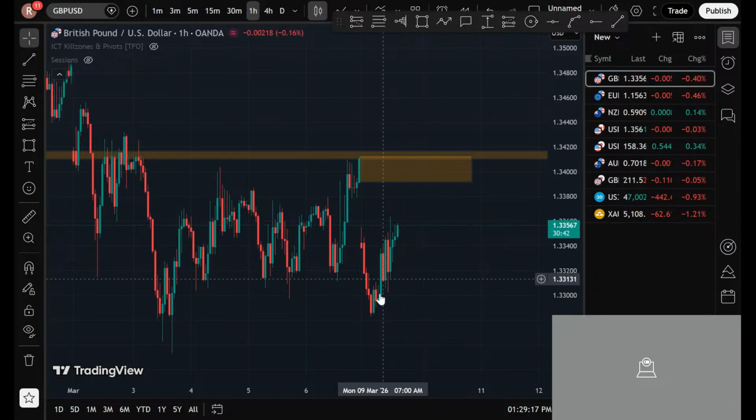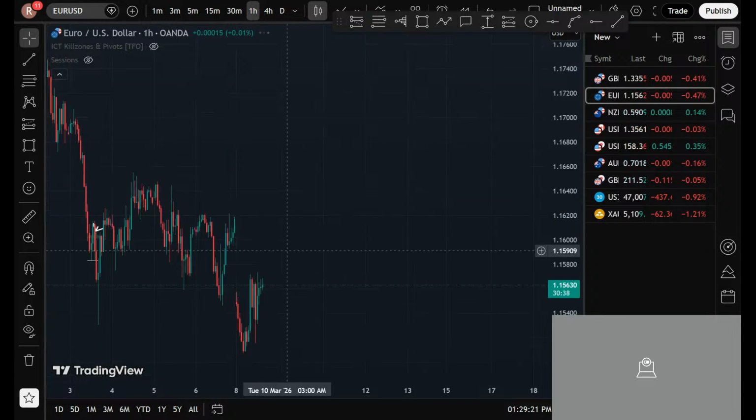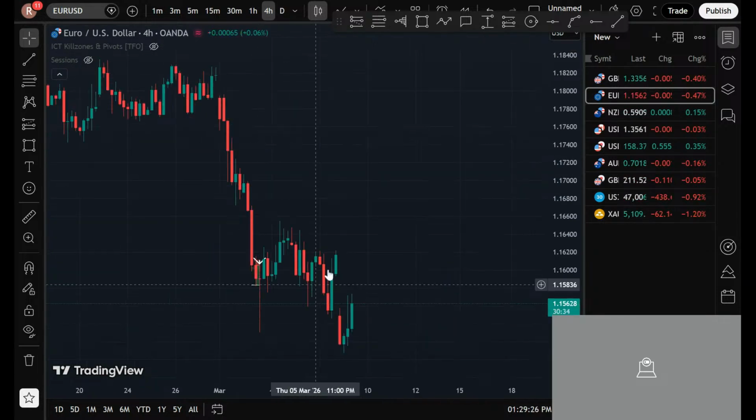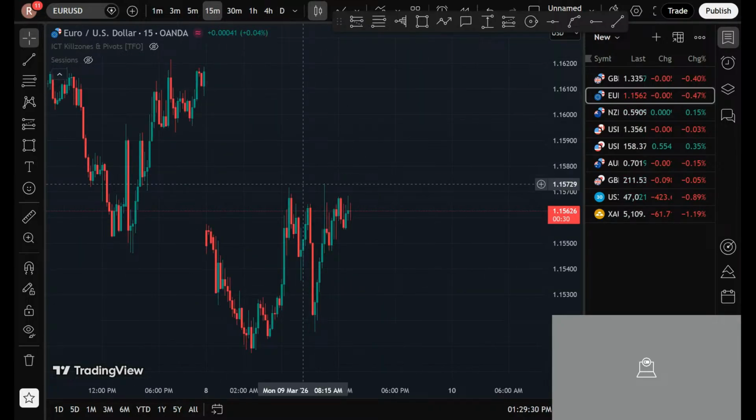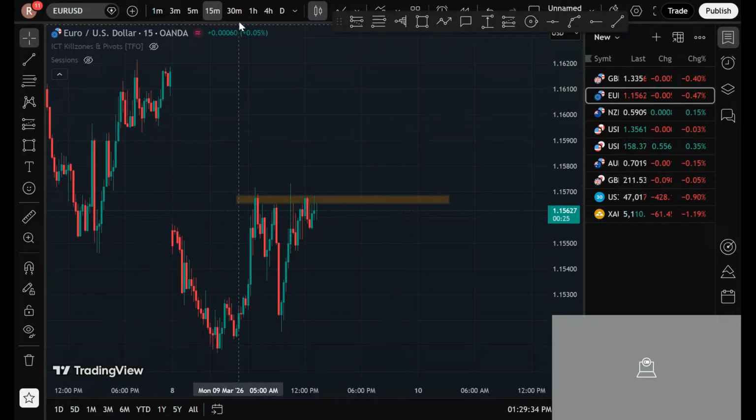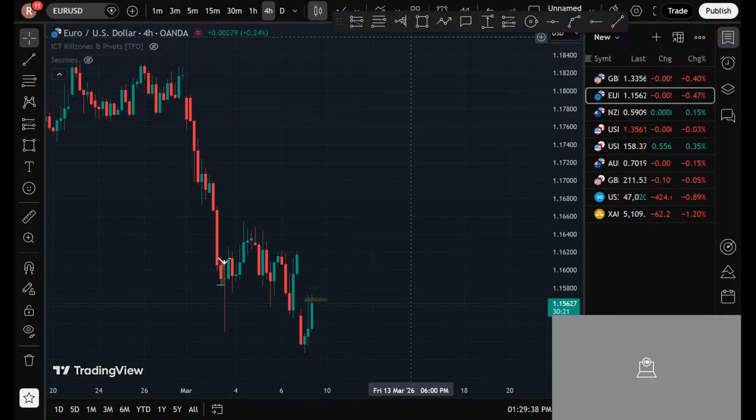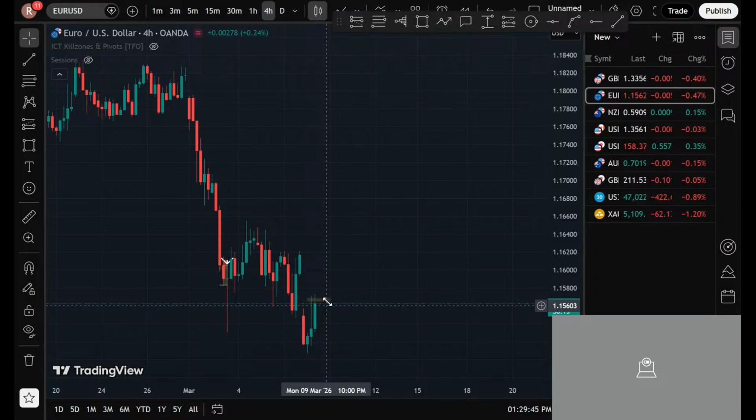1 hour is showing kind of choppiness from here, so we can't take trades based on 1 hour. 4 hour is showing some bearishness in Euro USD, and we are at the area of resistance. So the 4 hour selling area would be this. So it's a long way to come over there.